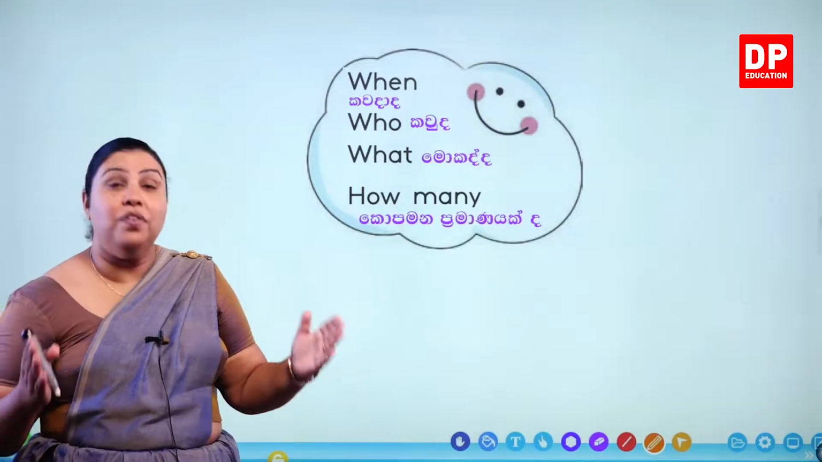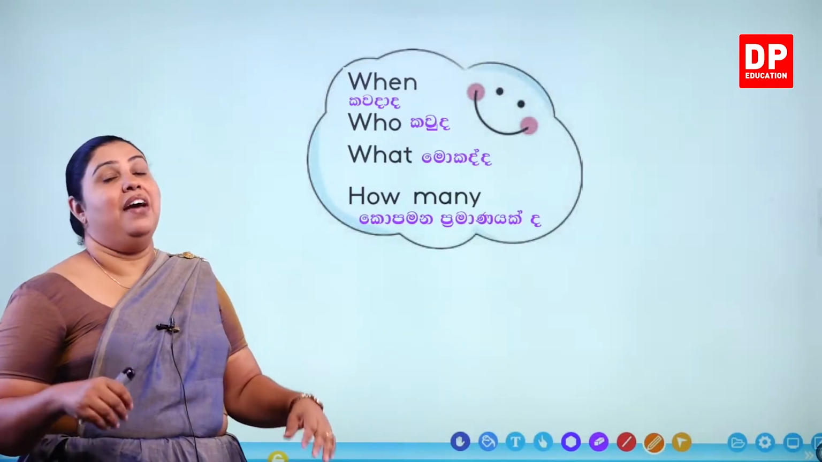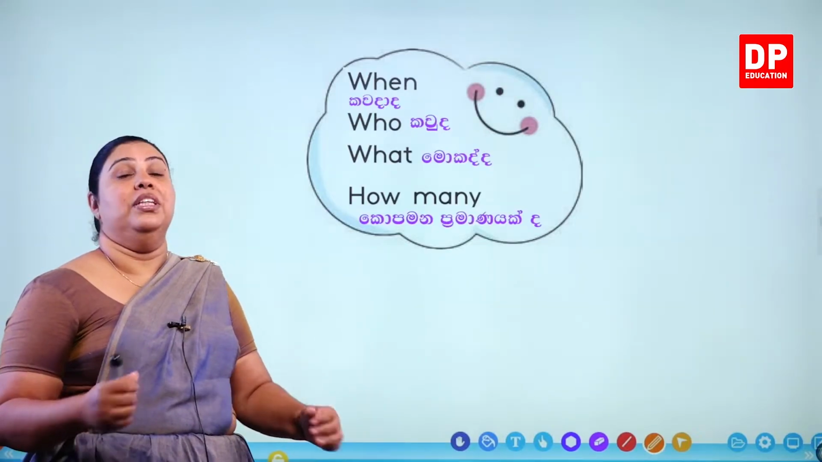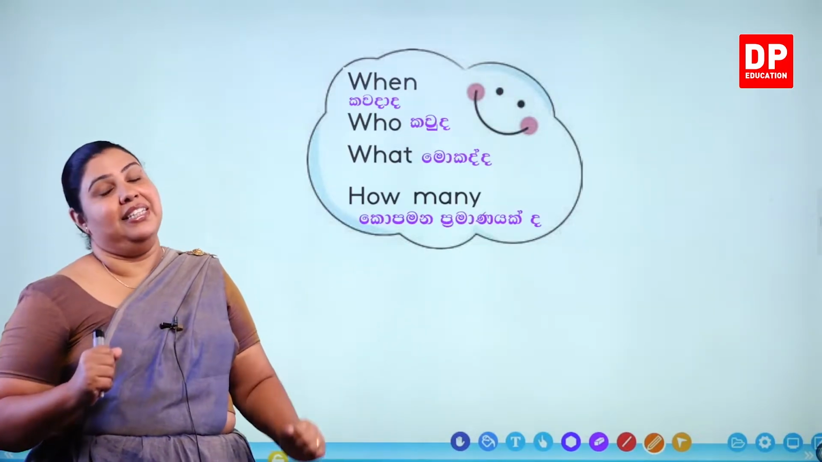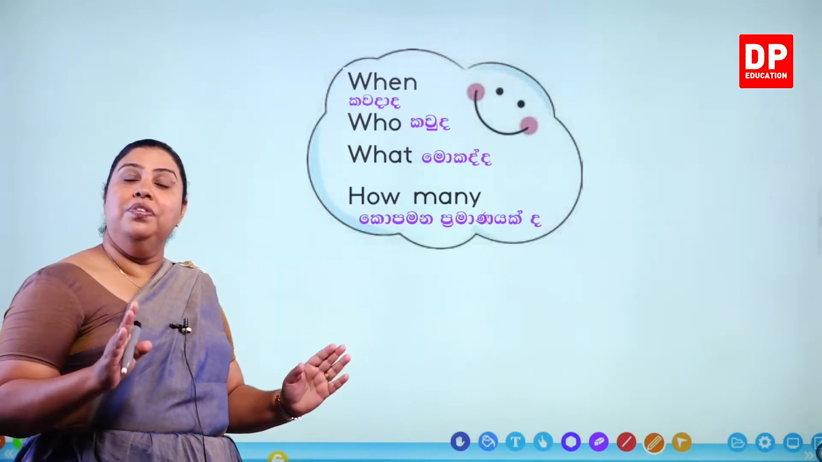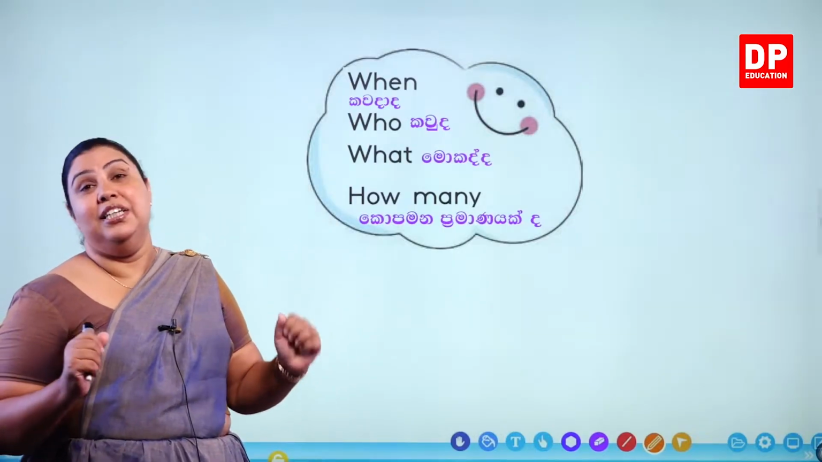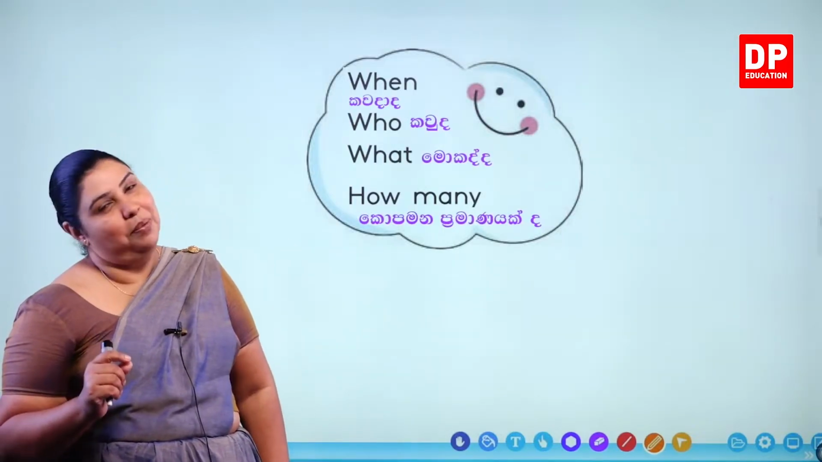And at the end of the lesson, we have to write questions. We have to make questions for the answers that are given in our paragraphs. So now we are going to move and come to our workbook, and we are going to take a look at our lesson. Come with me.